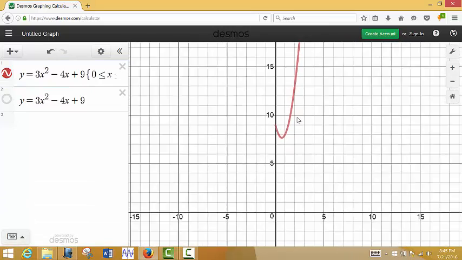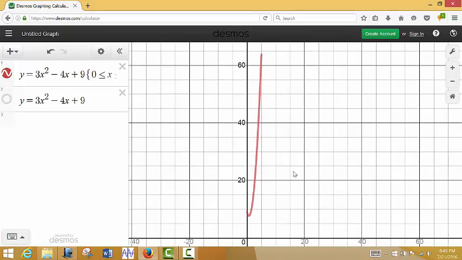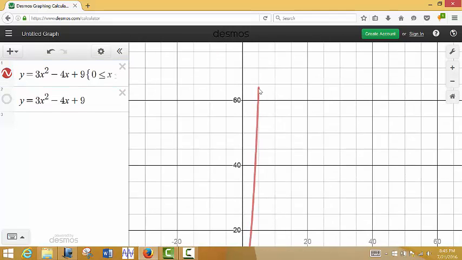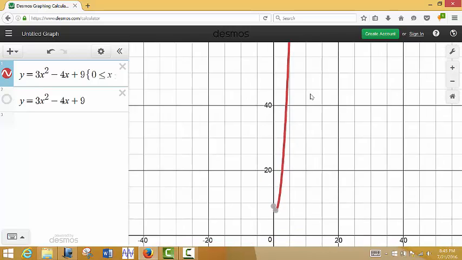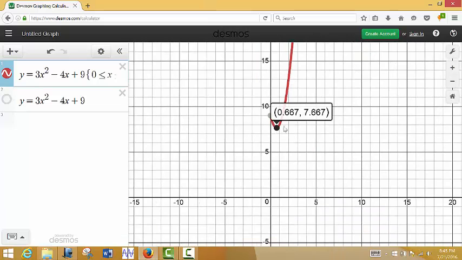So I can zoom out, and I should be able to, at some point, visualize that entire graph. It doesn't go up forever anymore, it doesn't go down forever. Okay, so we have bounds. The very top point of our graph looks like it's going to be represented by (5, 64). So the absolute maximum would be 64 and occurs when x equals 5. And it looks like the absolute minimum is still what it was before, about 2/3 for x and 7.6 for that y value.